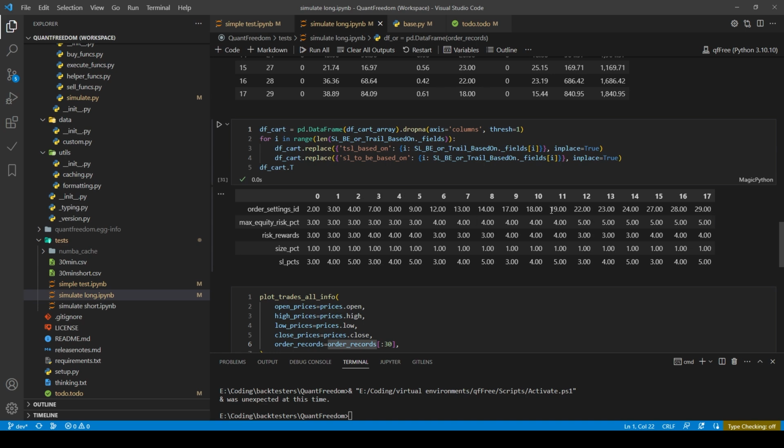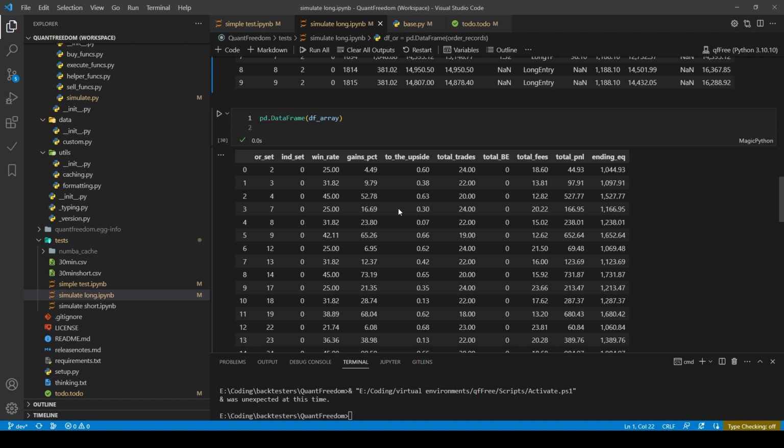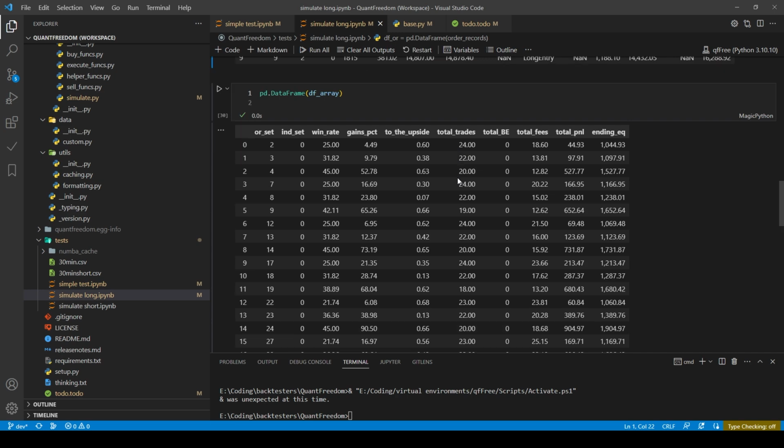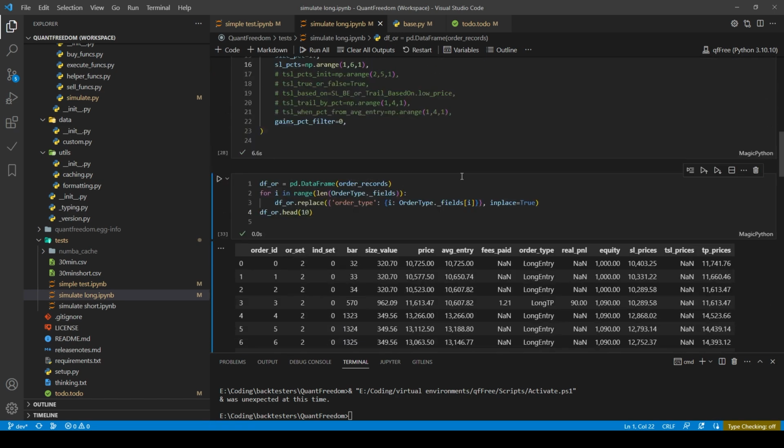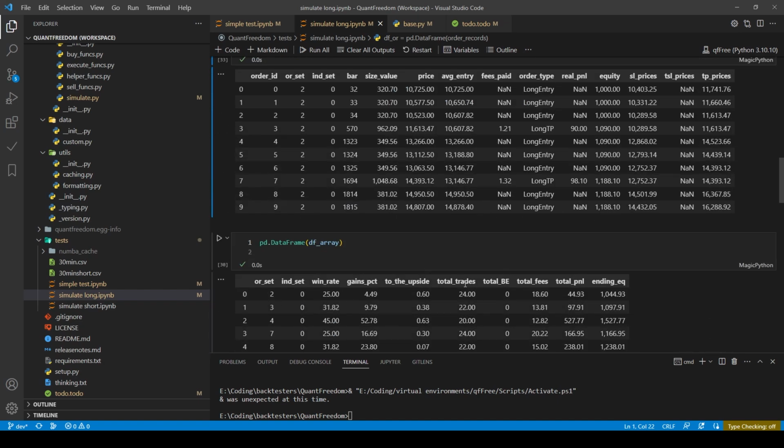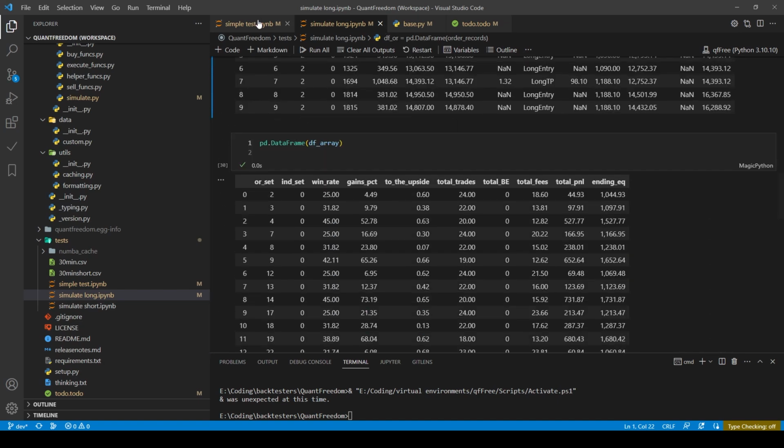We had 29. Yeah. Okay. I have 4% gains, 24 trades. How did those other ones have 100 and something trades? How does this thing even calculate trades?